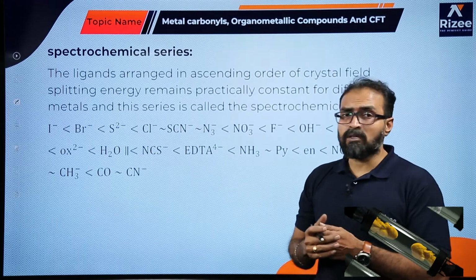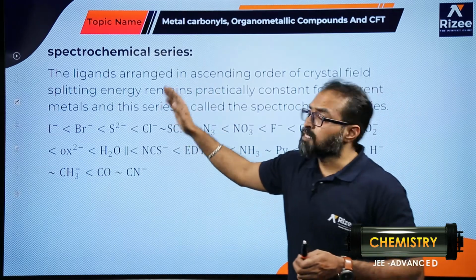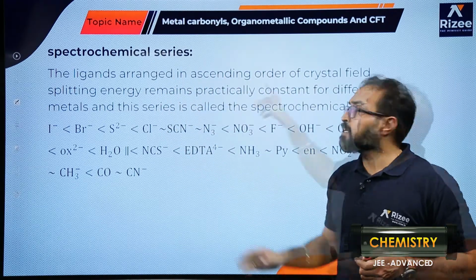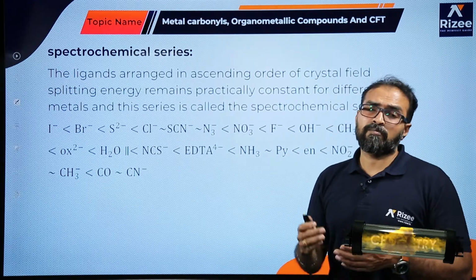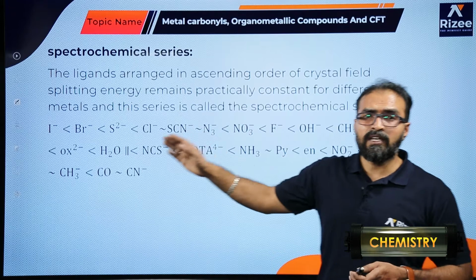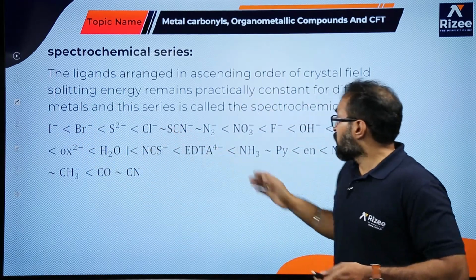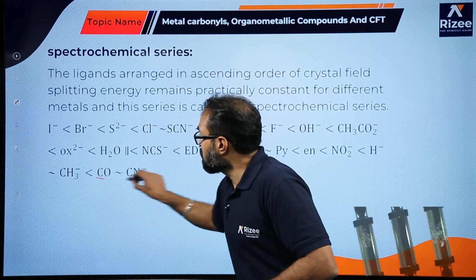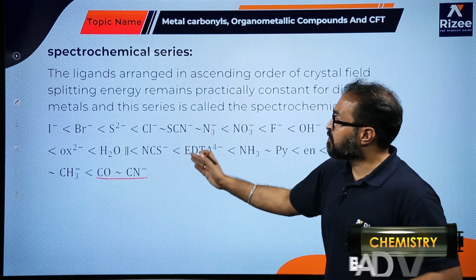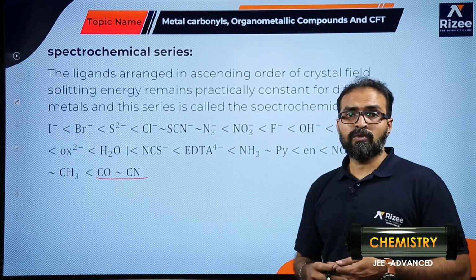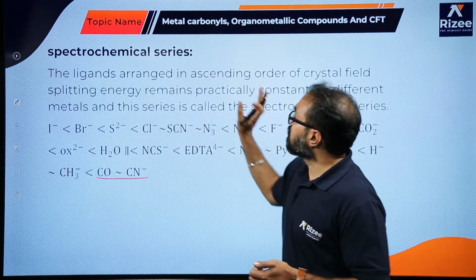So if you see this series, we call this the spectrochemical series. What is this series? In this series, ligands are arranged in the increasing order of their crystal field splitting energy. The greater the energy, the greater the splitting. At the bottom we have halogens, and at the top we have cyanide and CO. So these are halide donors, oxygen donors, nitrogen donors, followed by carbon donors. Carbon donors have the highest energy. So this is called the spectrochemical series.